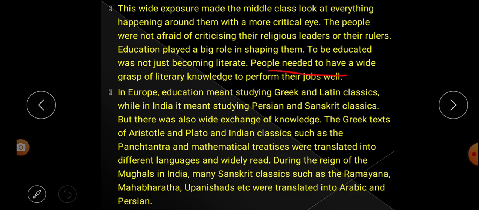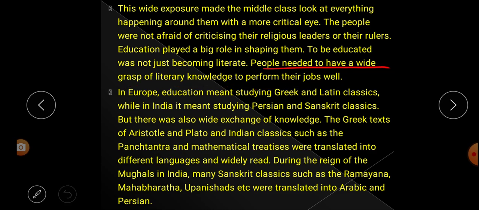People needed to have a wide grasp of literary knowledge to perform their jobs well. That means during those days, to be educated was not just becoming literate, but people needed to have a wide grasp of literary knowledge. That means they need to have a sound knowledge to perform their job or to do their duty.